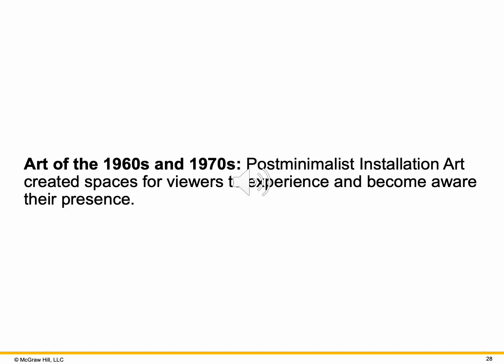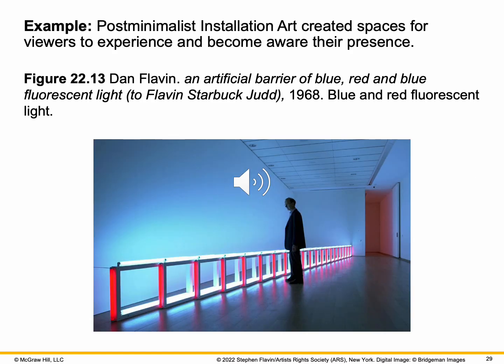Art of the 1960s and 1970s. Post-minimalist installation art created spaces for viewers to experience and become aware of their presence. Dan Flavin's An Artificial Barrier of Blue, Red and Blue Fluorescent Light to Flavin Starbuck Judd is precisely what the title suggests, a barrier of blue and red light. The artist fashioned fluorescent light fixtures into rectangular boxes that he lined up across the corner of the room.